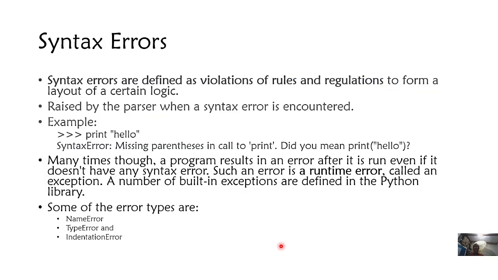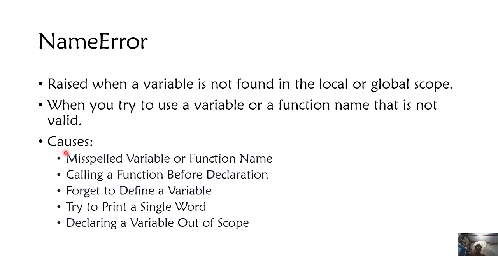So the next thing, these are the syntax errors. Since you have already done LAM1, I think you understand what I'm talking about. All right, there's a name error. It occurs when a variable is not found in the local or global scope. So if you call a variable which is not found, it is going to give you the error known as name error.